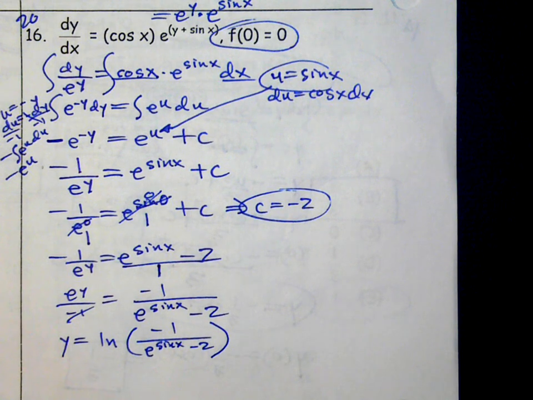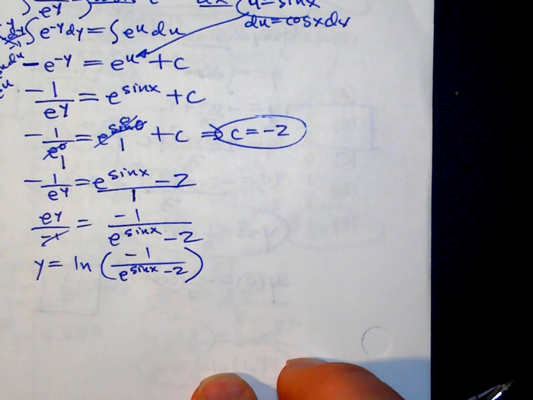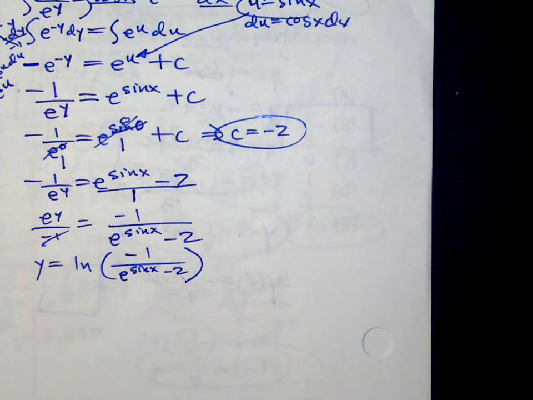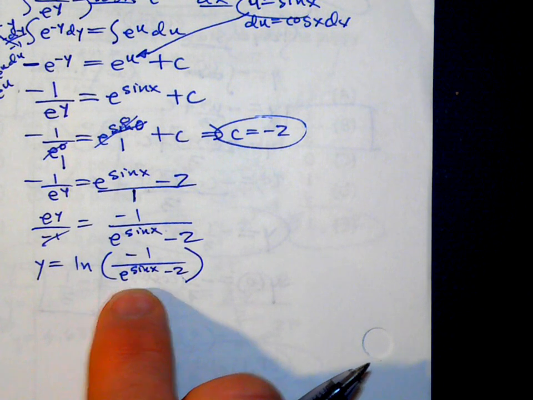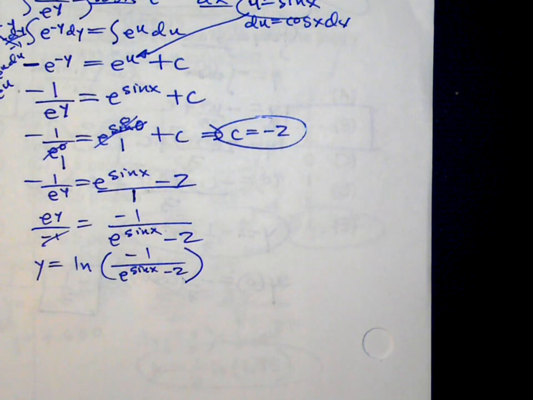But now for the challenge. What's the domain? There's a lot of potential domain issues right here. We don't want division by 0. We don't want natural logs of negatives or 0. So there's a lot of different things that are going on here.